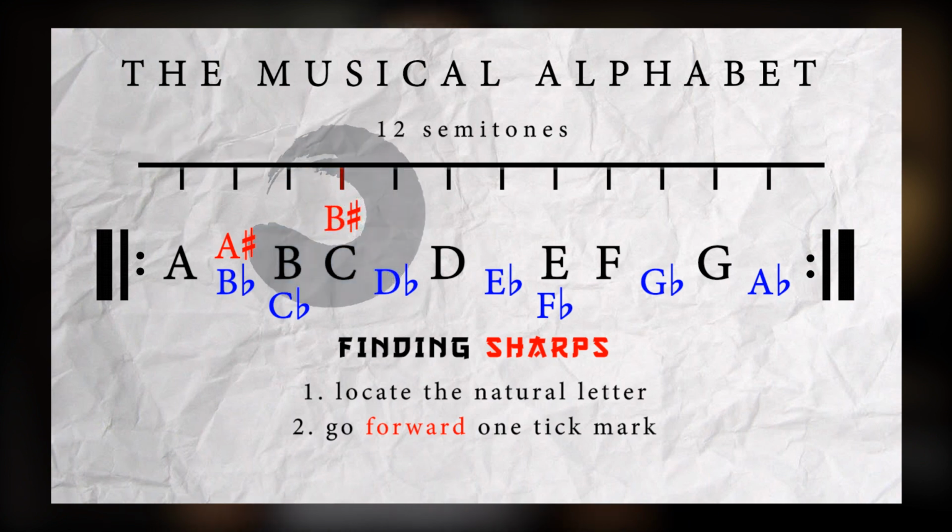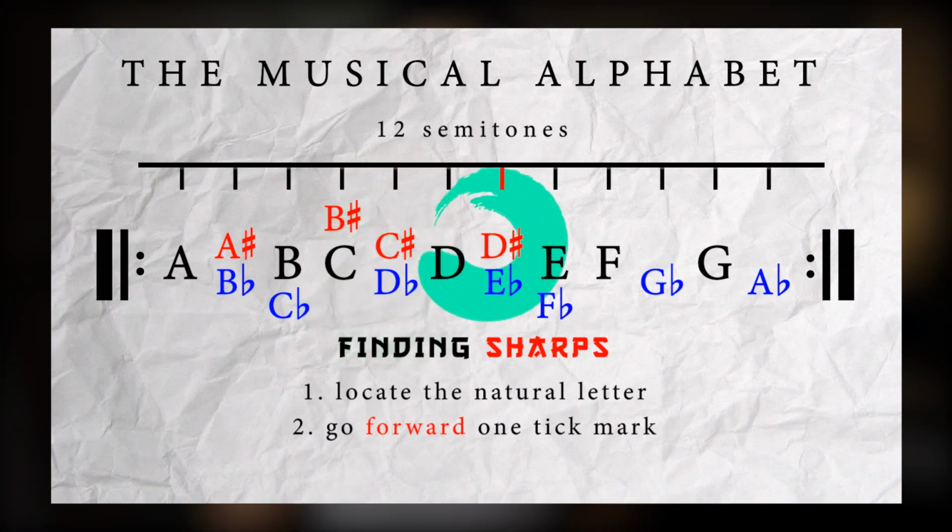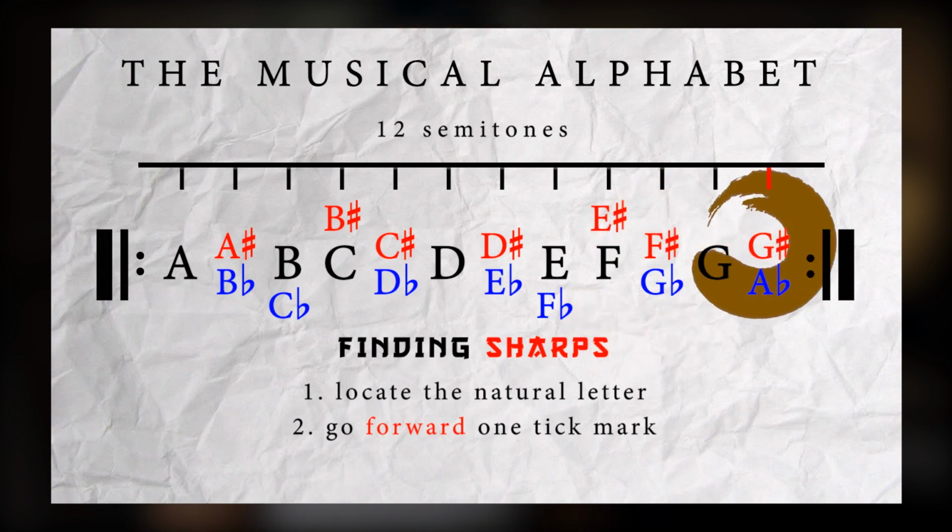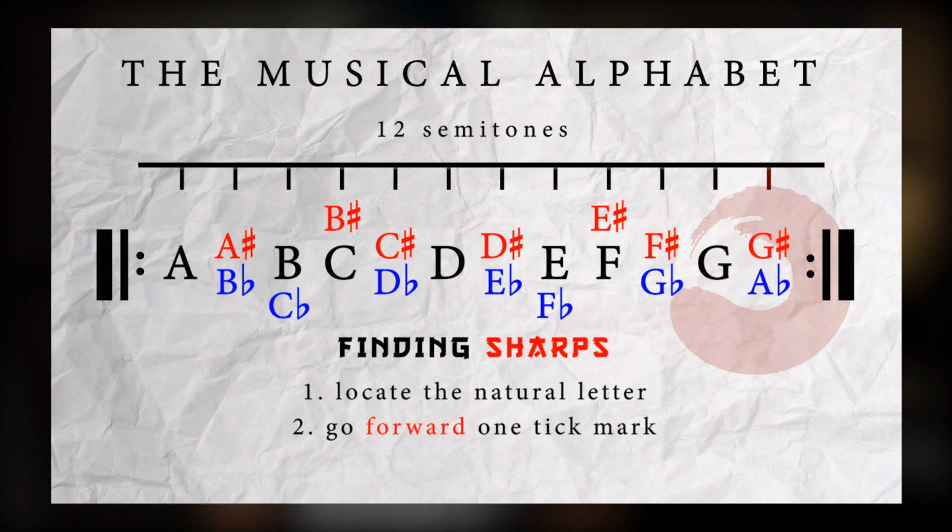B sharp is enharmonic to C. C sharp is enharmonic to D flat. D sharp is enharmonic to E flat. E sharp is enharmonic to F. F sharp is enharmonic to G flat. And G sharp is enharmonic to A flat. We have completed our musical number line.